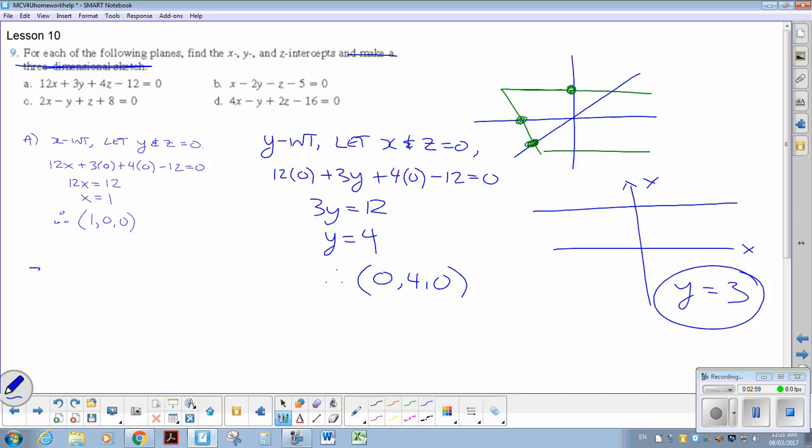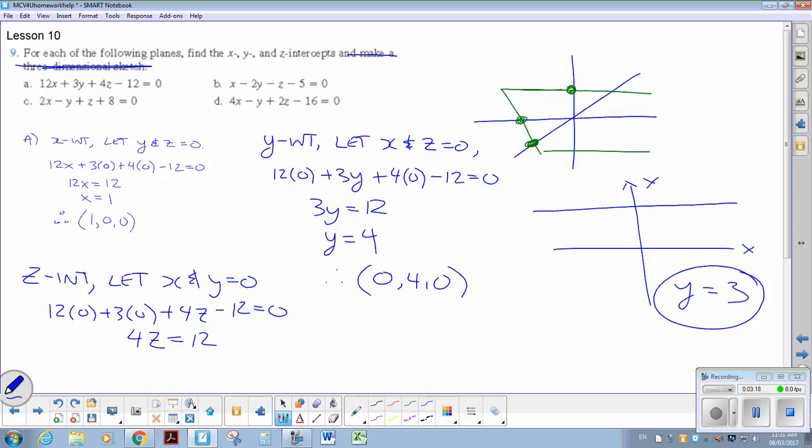And finally, the z-intercept. You would let x and y equal 0. So again, 12 times 0 plus 3 times 0 plus 4z minus 12 equals 0. 4z equals 12. z equals 3. And that would give me my final intercept.